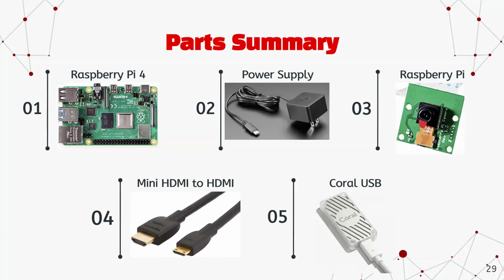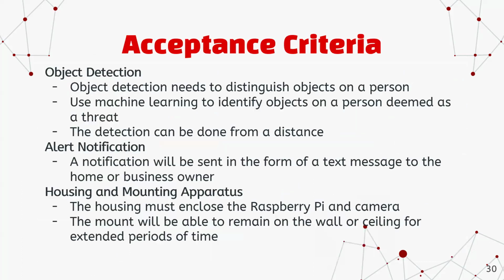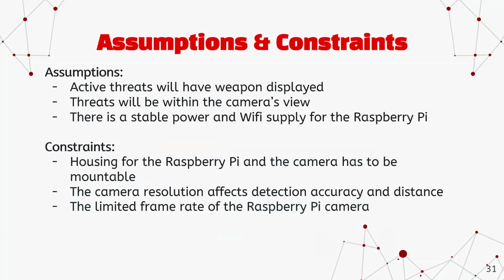It's super easy. Part summary, acceptance criteria: needs to be mountable, needs to send an alert notification, and needs to be able to reliably detect from a distance. Assumptions and constraints: right now, the weapon does have to be displayed. Threats must be within the camera's view. There's a stable power supply, and any Wi-Fi security or things of that nature would have to be handled by the third party purchasing the device.